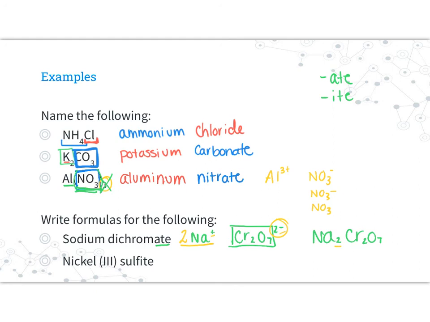Last one, nickel(III) sulfite. So nickel has 2 charges, and it's telling me that we're using the 3+. So Ni 3+. Ite is not ide. Ite comes from our polyatomics list. Remember, ate and ite are polyatomic endings. All right. Sulfite under the S's is SO3 2-.